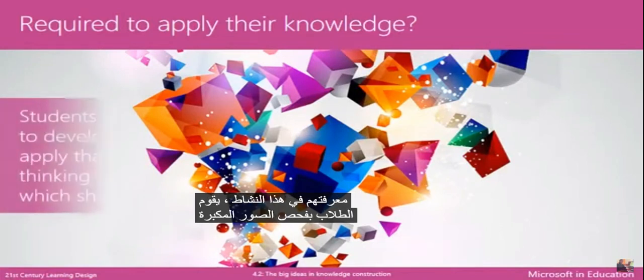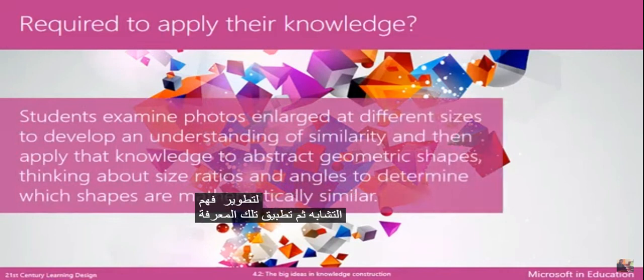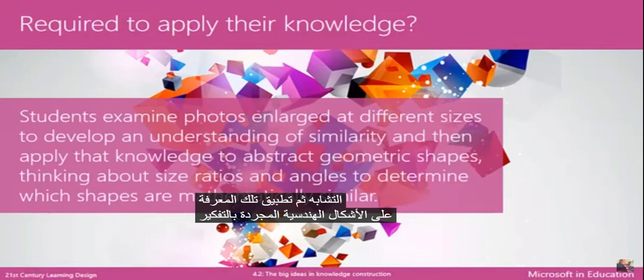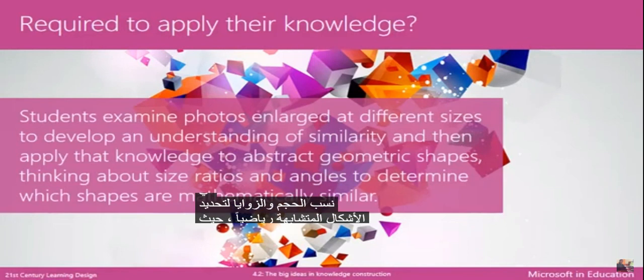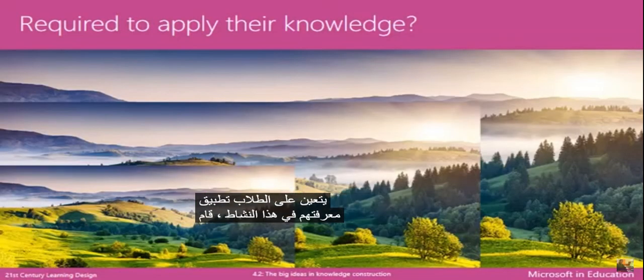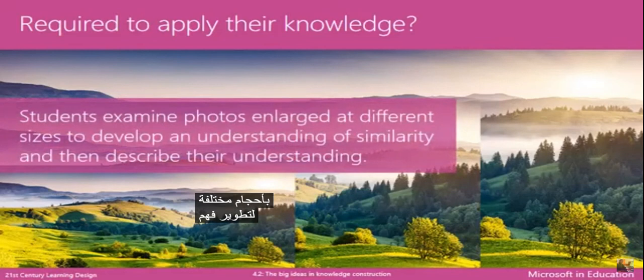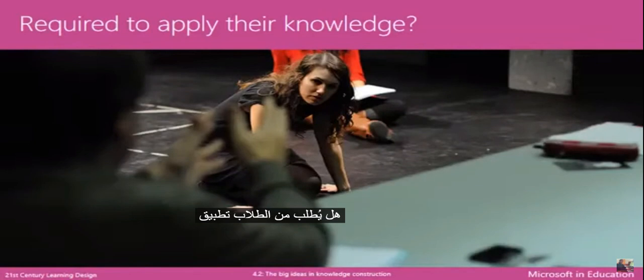Students examine photos enlarged at different sizes to develop an understanding of similarity and then apply that knowledge to abstract geometric shapes, thinking about size ratios and angles to determine which shapes are mathematically similar. Are students required to apply their knowledge in this activity? Students examined photos enlarged at different sizes to develop an understanding of similarity and then describe their understanding. Are students required to apply their knowledge in this activity?